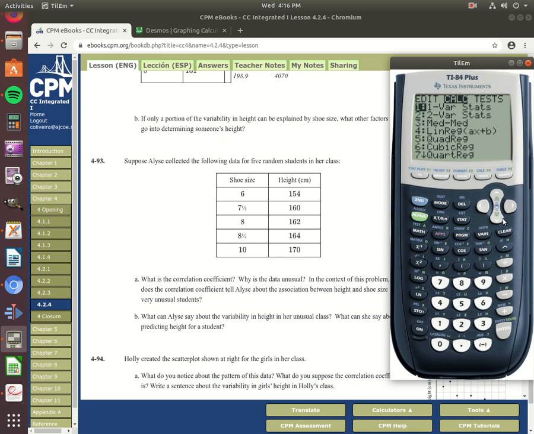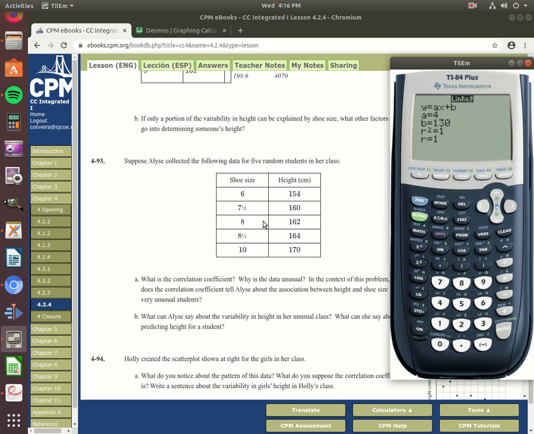I will go stat, calc, linear regression. Again, I will go vars, y vars to save it so I don't have to type it in myself. And I will calculate. So what this tells me, my slope is 4, so my height goes up 4 centimeters for every one shoe size. If I had a shoe size of 0, I'd be 130 centimeters tall. My R is 1. That means that it is positive and a perfect association. And that means 100% of my height is associated with shoe size.